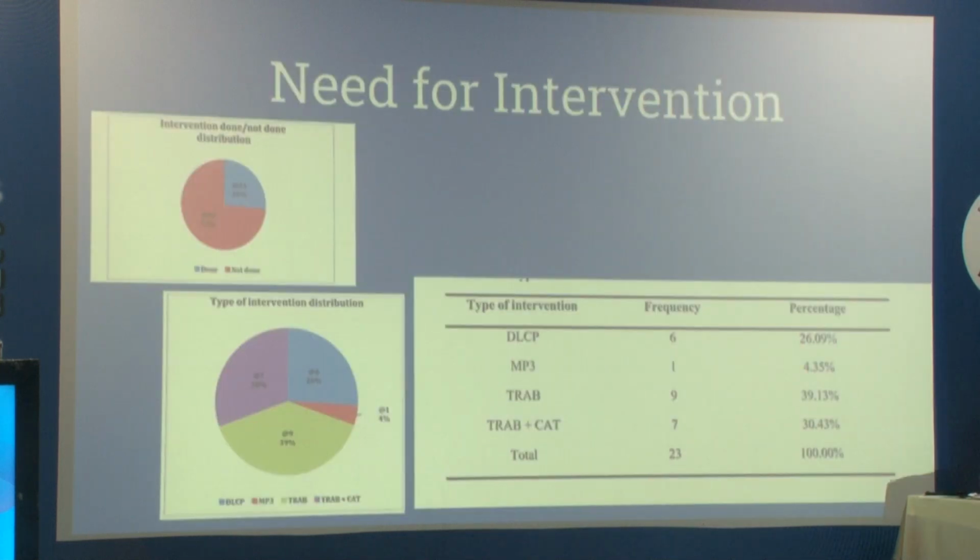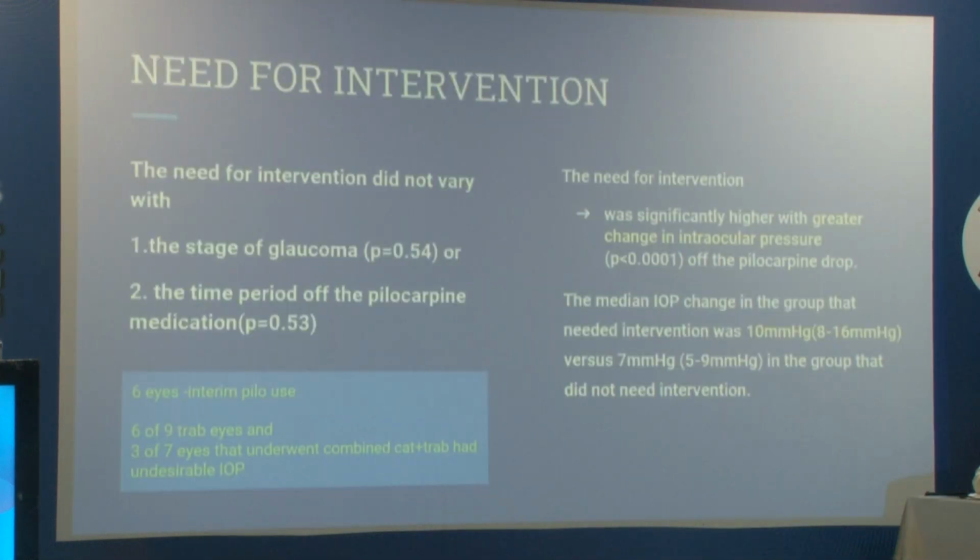And the need for intervention was there in about a quarter of these patients, and most of them either went for a trabeculectomy or a trab with cataract, and for those where symptomatic relief was required, it was DLCP. And this need for intervention did not vary with the stage of glaucoma or the time period of the pilocarpine, but was statistically dependent on the increase in IOP.